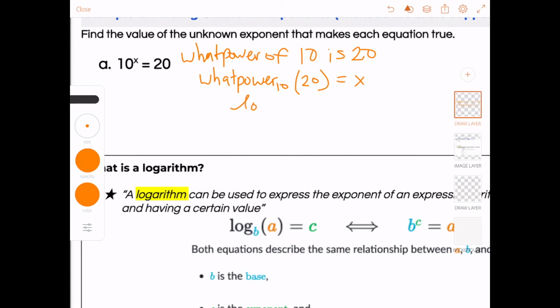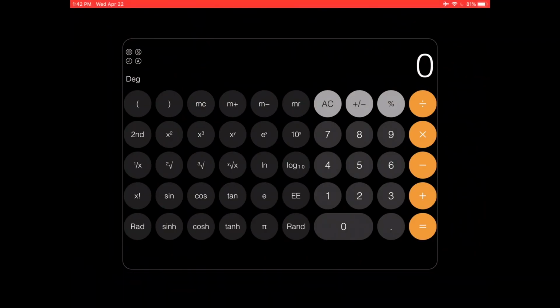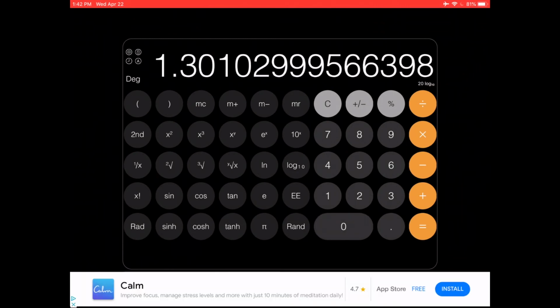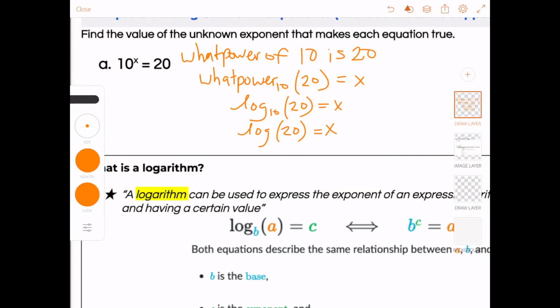And then replacing what power with log: log base 10 of 20 equals x. Simplifying even further, we know that log base 10 is the same thing as saying log of 20 equals x. And to plug this into an iPhone calculator, you'll just type in 20, and then there's a button for log base 10, if you see it right there, and there's our answer. So we got x equals 1.3010. I'm going to box that up.